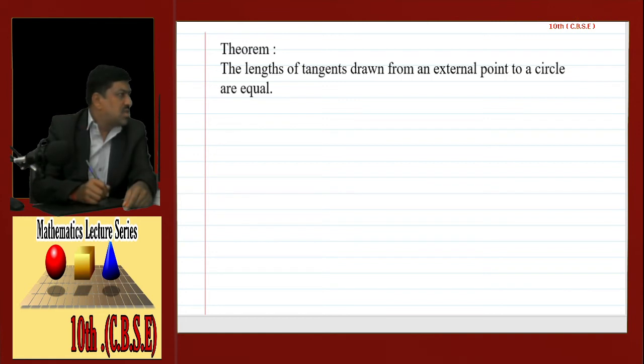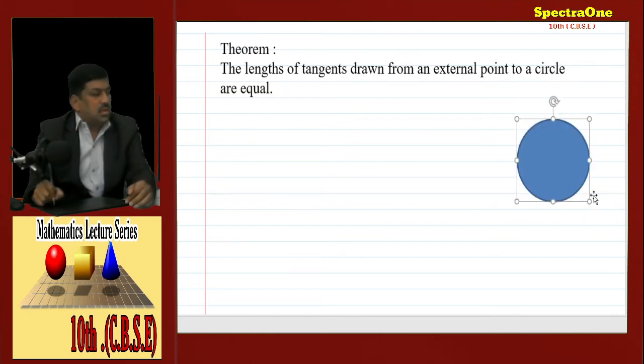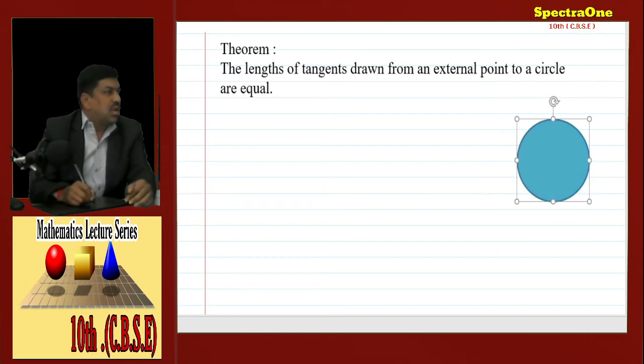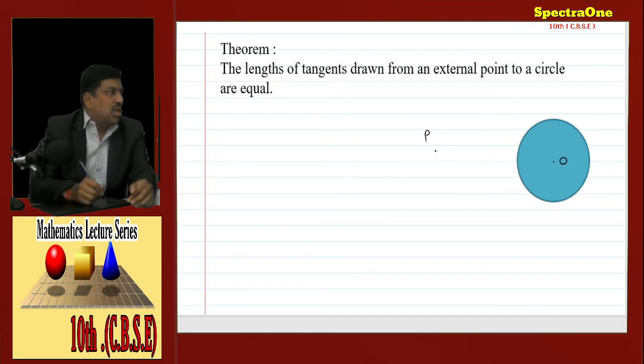Let us insert a circle. This is the circle. Now let us take one external point, and suppose this is the external point P. From that external point P, we can draw two tangents to a circle. This is the circle of center O. Let us draw tangents from that point P.